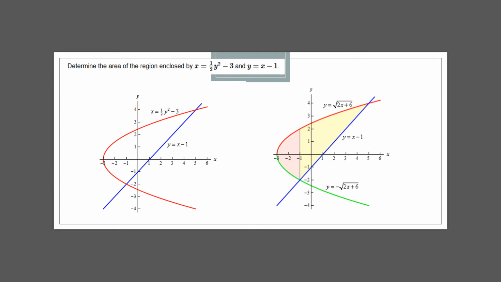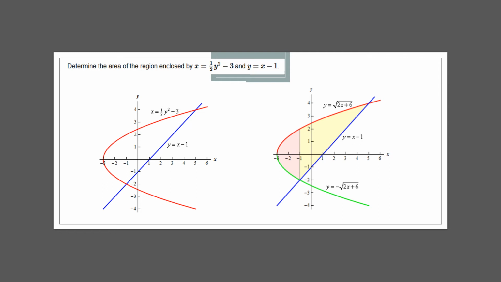So I can make use of the second formula, the integral over y, where x is equal to f of y is my blue one and x is equal to g of y is my red one. So f of y minus g of y dy, with y varying from the lower limit to the upper limit.